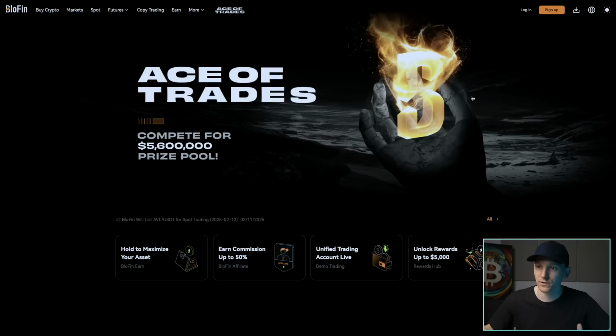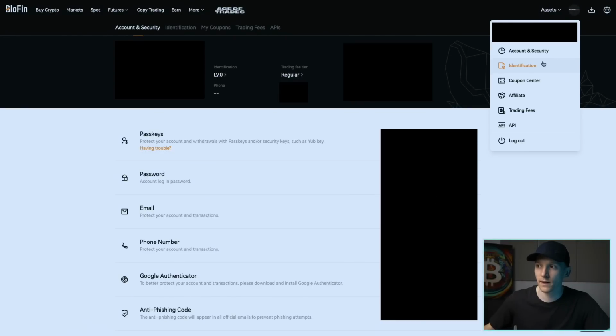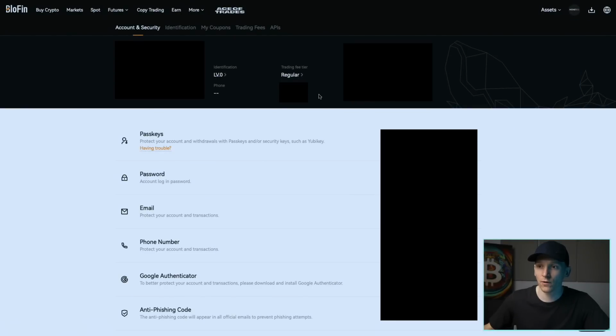Just sign up for an account. Email address and a password is all you need. Once you've got your account set up, make sure to go to your security settings before anything else. Your account icon here, and then account and security, and turn on some form of two-factor authentication. You can use Google Authenticator, which is the Google Authenticator app. You can download that. Then it creates a 6-digit code that refreshes every 30 seconds. You can link that with your account.